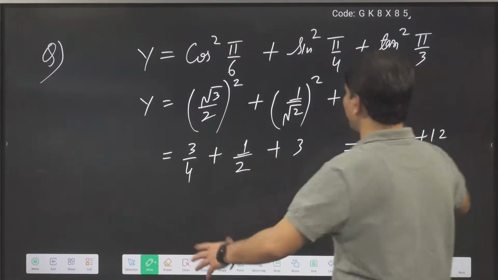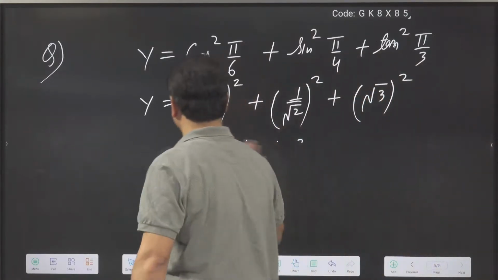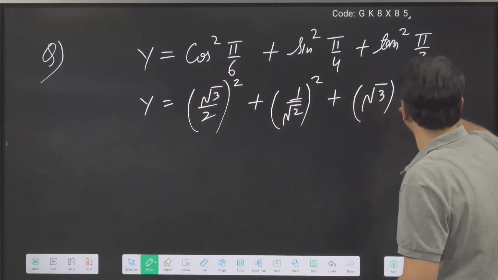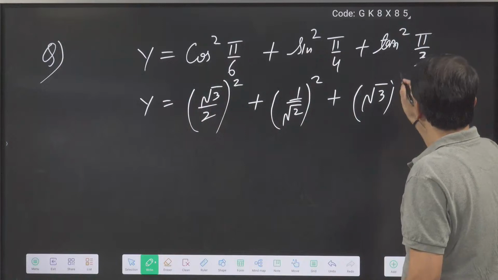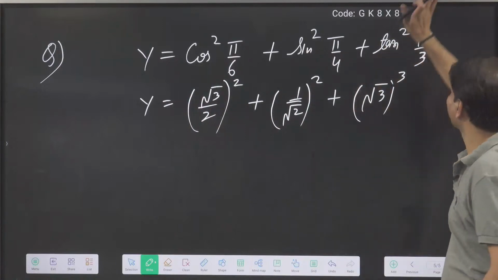Okay, solve for the cube also, sir. Make it difficult. We have wasted our time, so you have to waste your time also, sir. Okay, no problem. So root 3 cubed. Okay, I am solving the cube only.